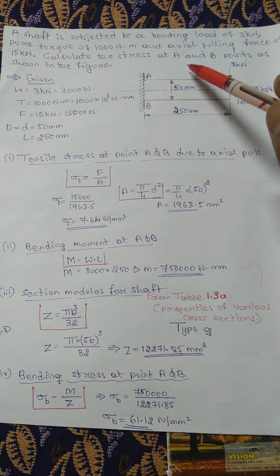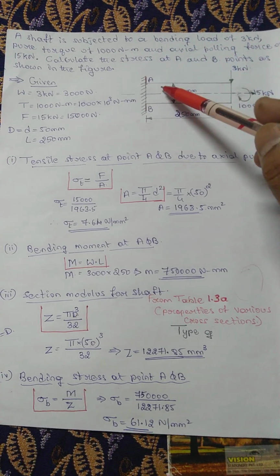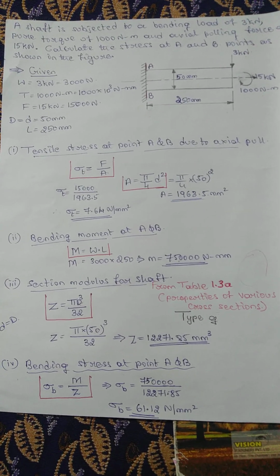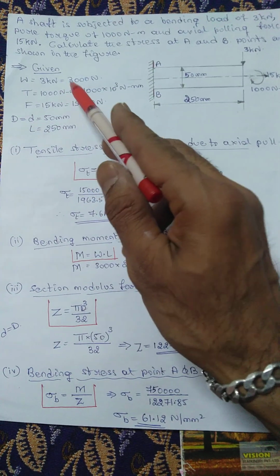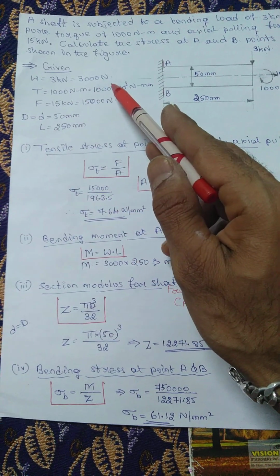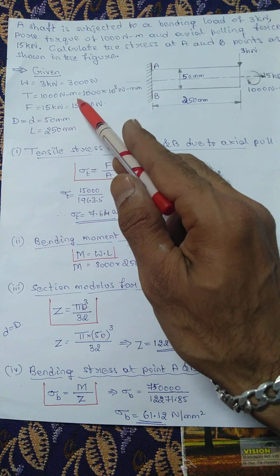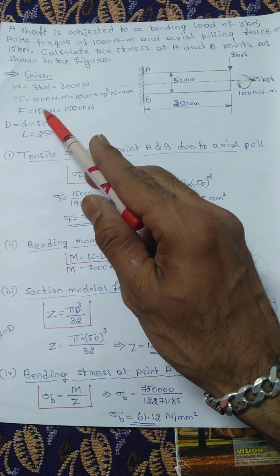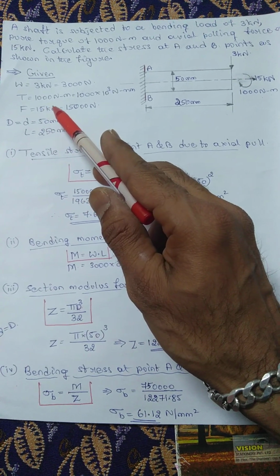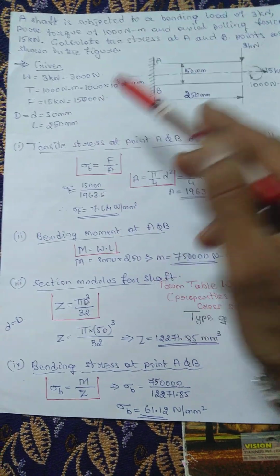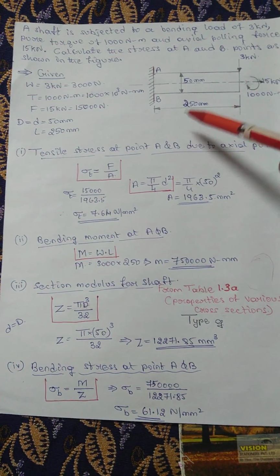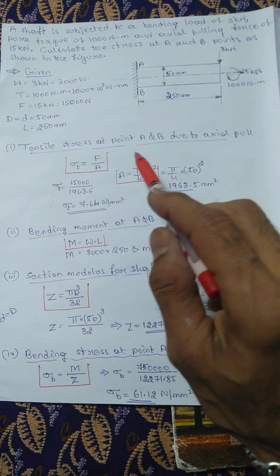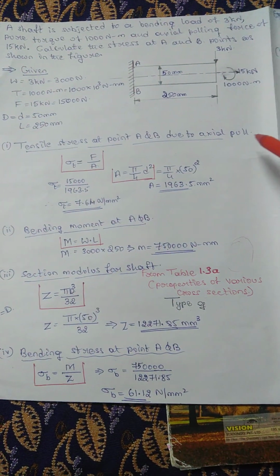We have to calculate the stress at point A and stress at point B. So the given data is that the bending load W is equal to 3 kilonewton, that is 3000 newton. Torque is given, that is 1000 newton meter, which you have to convert to millimeters. The pulling force is 15 kilonewton, that is 15,000 newtons, and the diameter and length are given. Fine. So initially we will calculate the tensile stress at point A and B due to axial pull.